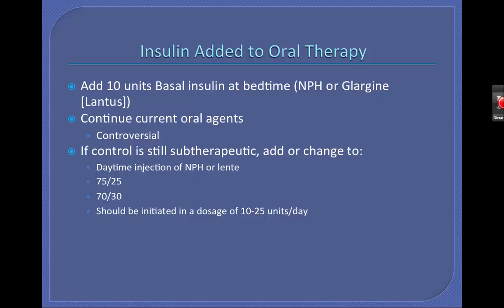If the control is still subtherapeutic, then a daytime injection of NPH or Lente, 70-30 mix should be initiated at a dose of 10 to 25 units a day. The only reason you should change to a mixture is to prevent the patient from being confused.